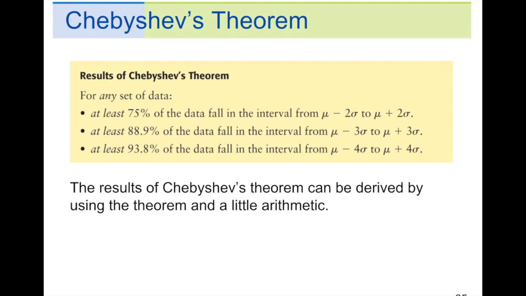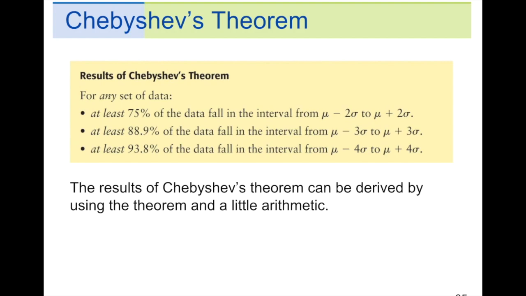So for the results of Chebyshev's theorem, for any set of data, at least 75% of the data fall in the interval from mu minus 2 sigma to mu plus 2 sigma. What that's saying is within 2 standard deviations from the mean. So if, say, the mean was 5 and standard deviation was 0.5, then the range there would be 2 times 0.5, which is 1, so 1 on either side of 5, so from 4 to 6. So in that case, 75% of the data would fall between 4 and 6.